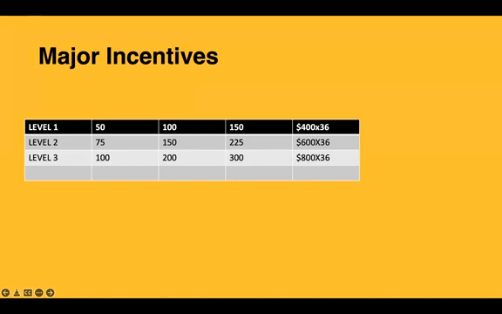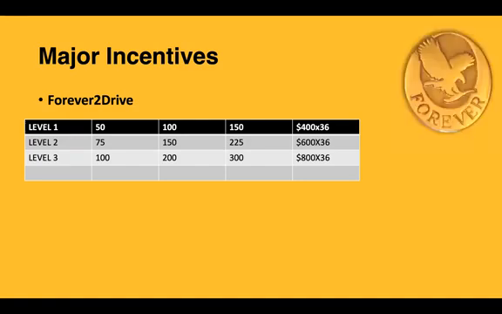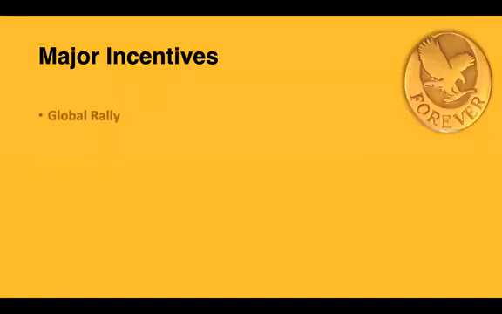That is amazing. If I put it in kwacha, that's an extra 6,000 kwacha. That's an extra 400,000 Rwandan francs. So it's good money. And Forever to Drive, honestly, is an incentive that once you achieve that one, you have proven that you have got a huge team, and it puts you in place for you to be able to qualify for much bigger incentives. Now, let's talk about another incentive, which we call Global Rally.